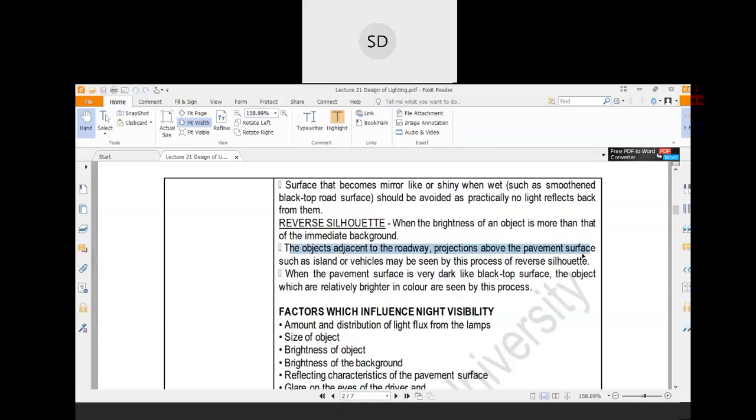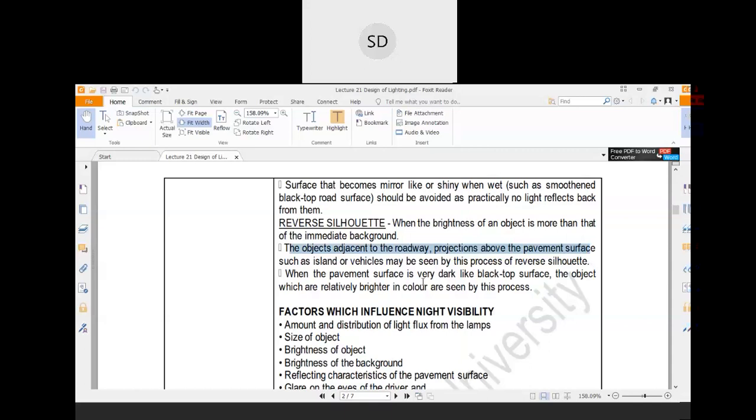Suppose one traffic island is there, so you will make the color scheme of the traffic island in such a way, or you enable lighting conditions in the traffic island in such a way, so that it can be visible from a far distance. So this mechanism is called reverse silhouette.